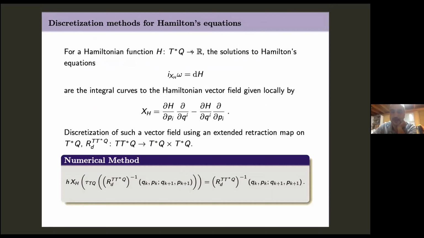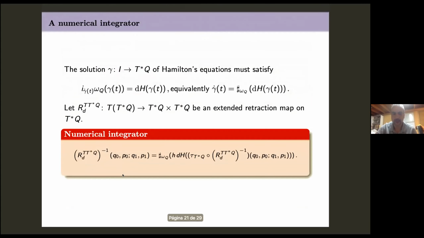For a Hamiltonian map, remember we have this vector field, which was presented before at the beginning, and then we can construct this thing. Perhaps it's difficult to understand. We have the Hamiltonian vector field, and here we are using the retraction map, as you see. And this I will explain better in a minute. But this is exactly a discrete equation. You imagine that you have q_k and p_k, and you can obtain implicitly q_{k+1}, p_{k+1}. And automatically, by construction, this is a symplectic map.